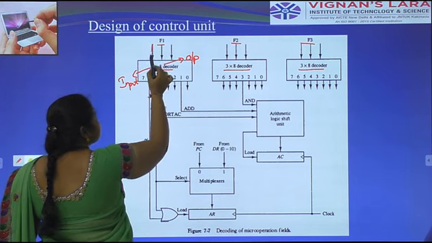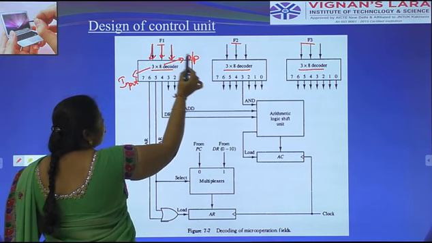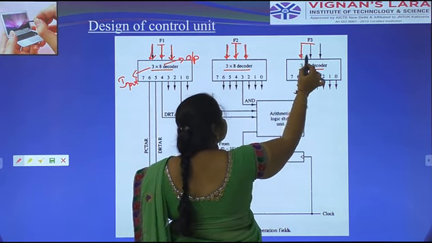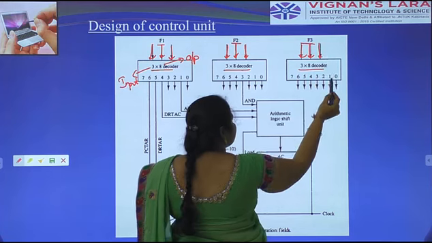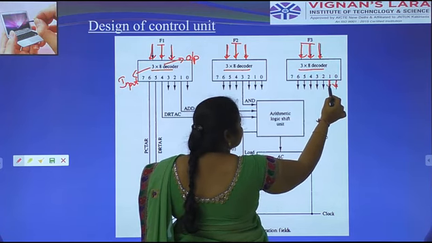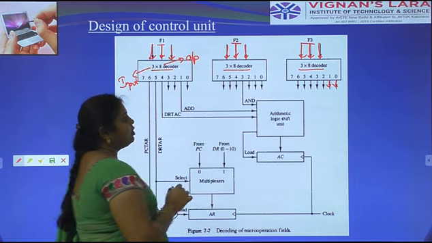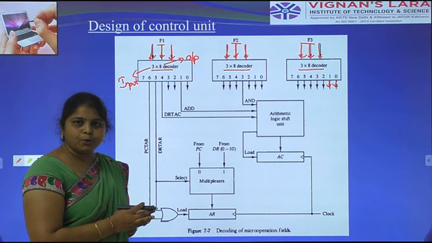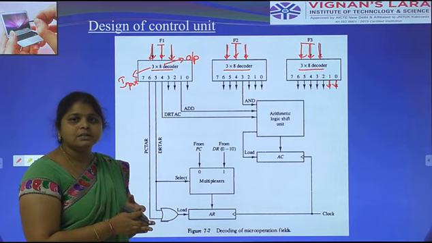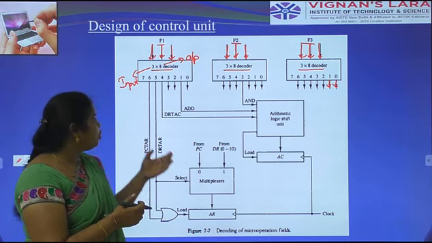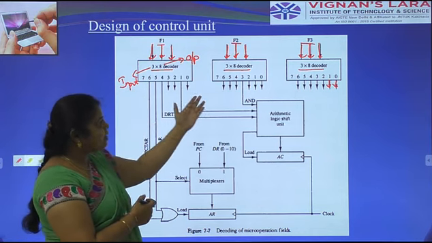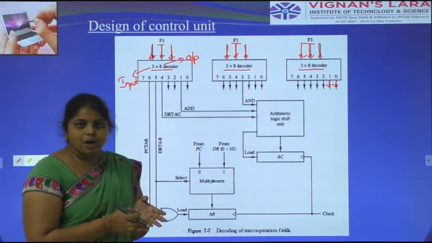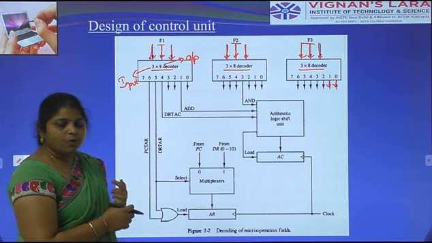Here F1 contains 3 input lines, F2 contains 3 input lines and F3 contains 3 input lines, and the 8 output lines are numbered from 0 to 7. Every field contains a 3 by 8 decoder, 3 input lines and 8 output lines from 0 to 7. Already we know the definition of decoder. What is a decoder?